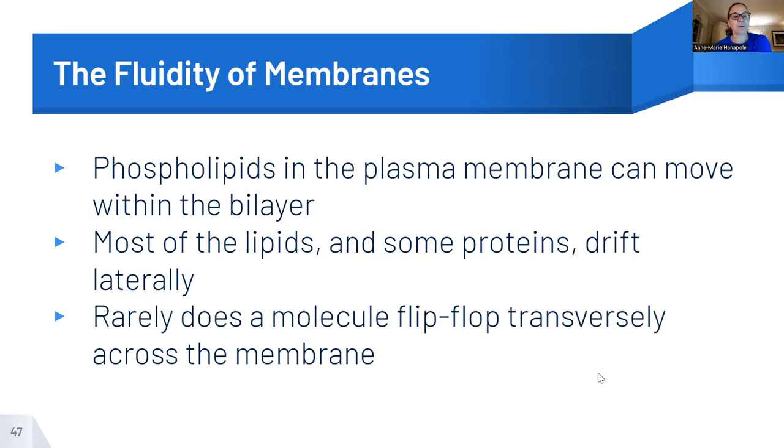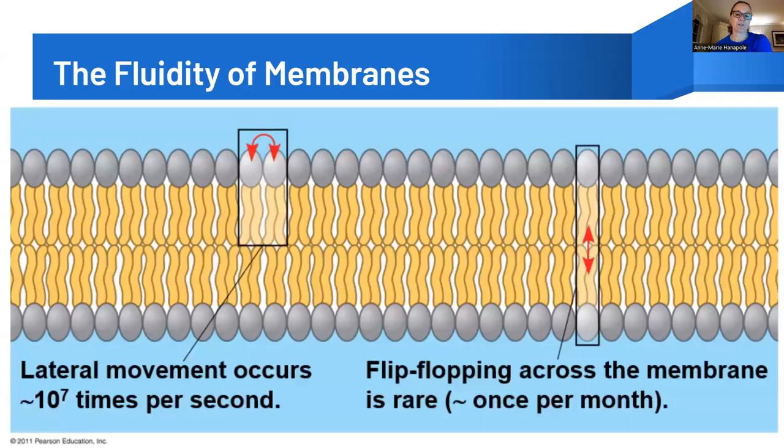And then again, it's fluid in the fact that those molecules can move around. Those lipids, they're not stuck in place. The lipids and the proteins drift mostly laterally, so side by side, they're swapping locations with each other. But occasionally, very rarely, they can also flip-flop transversely across the membrane. So if we look at this next picture here, most of the time they're just moving around, bobbing around.